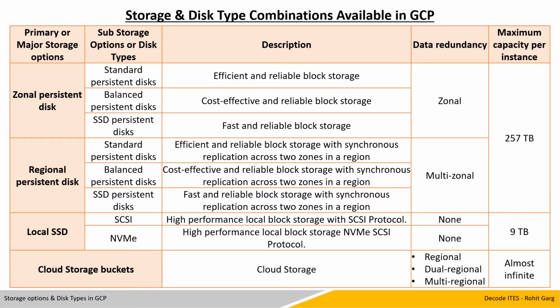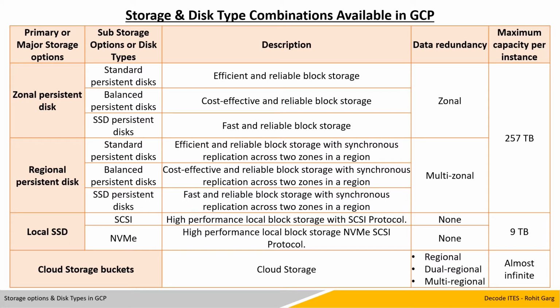When we club the storage and disk type combinations available in GCP, we come up with multiple disk options. Let's start one by one. Zonal persistent disk. In zonal persistent disk, when we combine it with disk types, we come up with three types of zonal persistent disk.